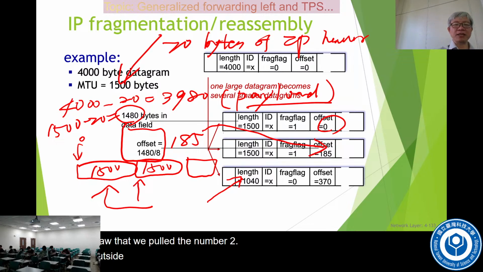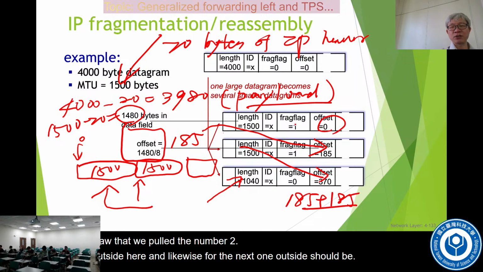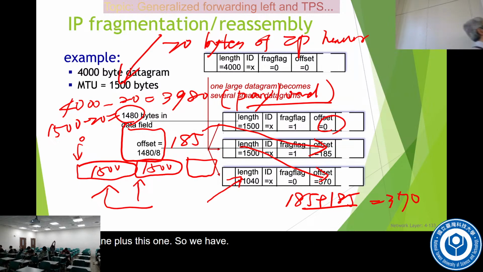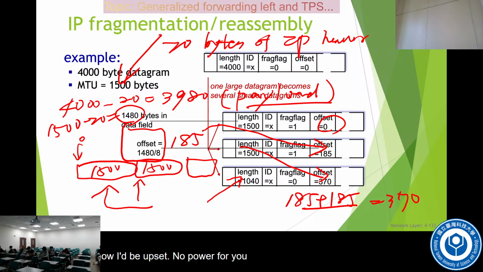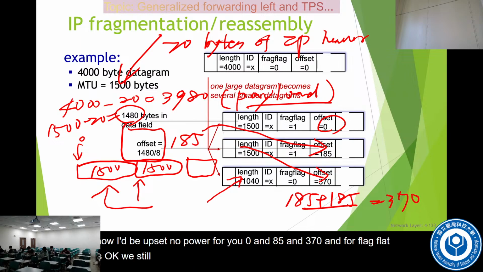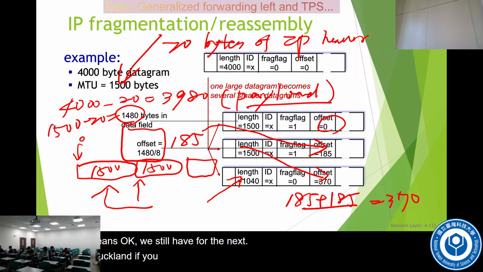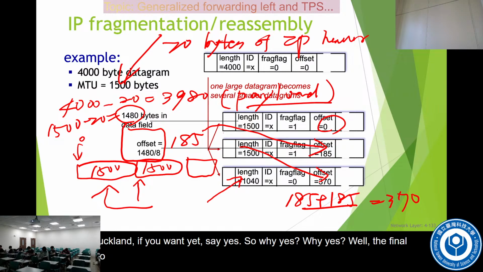Likewise, for the next one, the offset should be this one plus this one, so we have 370. Up to now, I think the offset is no problem for you: 0, 185, and 370. And for the flag, it means we still have the next datagram. If 1, yes. So 1, 1, but the final one is 0, no further datagram, so 110.